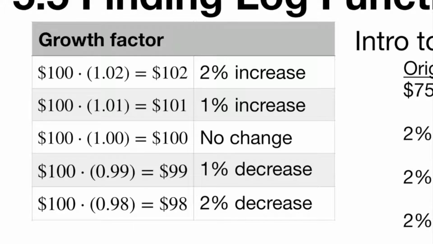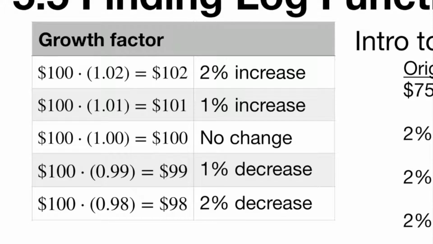Similarly, you could take the number 1 and subtract 1% to get your growth factor that you would need. These are all growth factors. $100 times 0.99 will give you the $99 that you need to represent your 1% decrease. Same thing, 0.98 would be a 2% decrease.